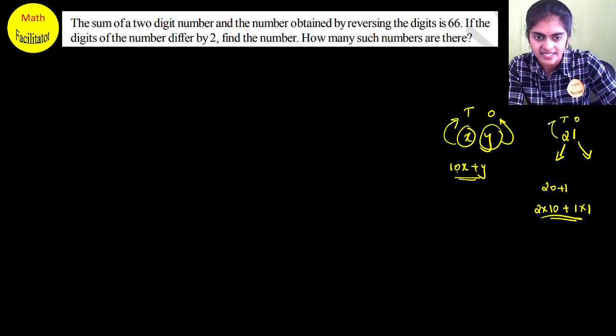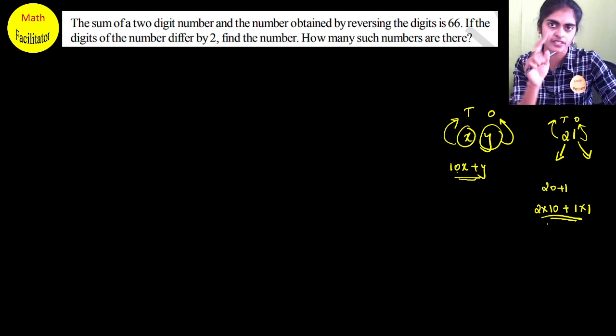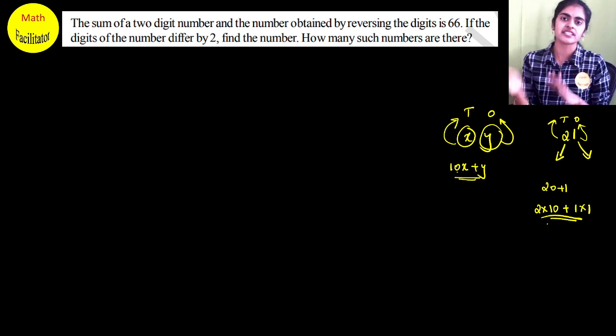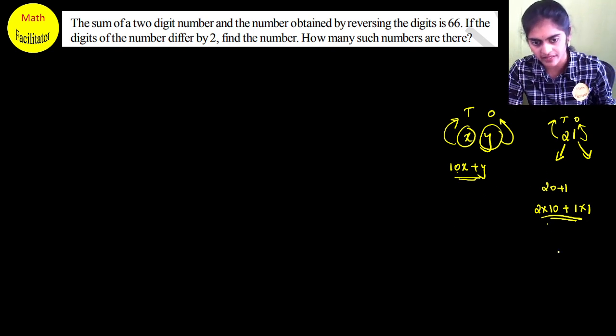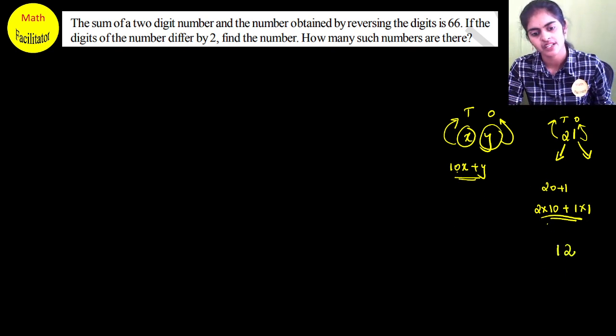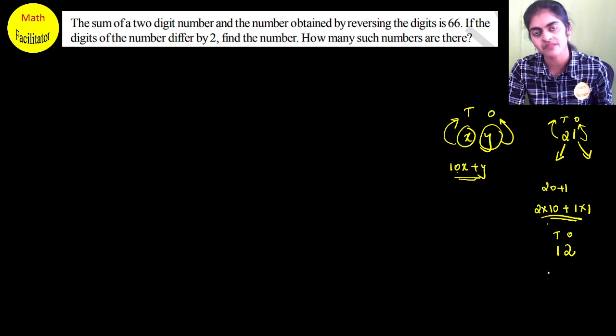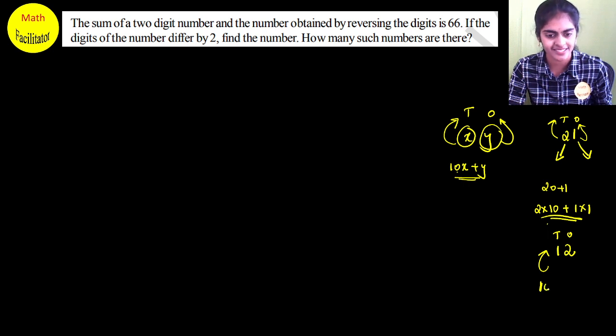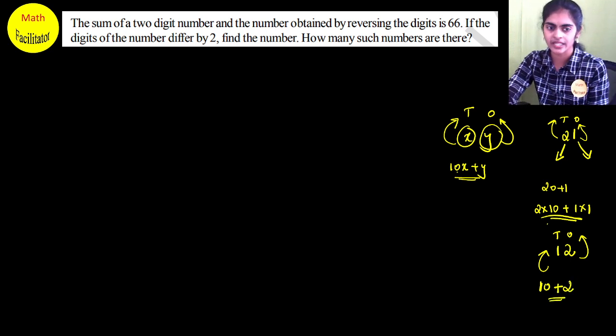2 is in 10's place, its value is 20. 1 is in 1's place, its value is 1. Total value is 20 plus 1, 21. Understood? Now if I reverse the number, 21, I will get 12. So now who is in 10's place, who is in 1's place? 1 is in 10's place, so the value will be 1 into 10, so 10. And 2 is in 1's place, so the value of 2 is 2 only. So adding these two, I will get the number 12.